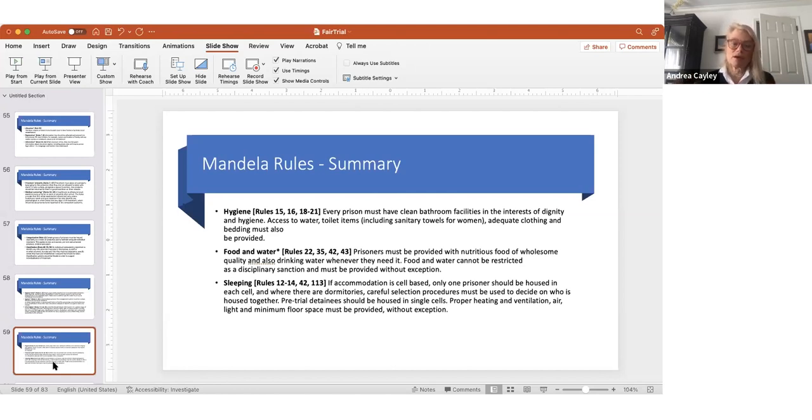Sleeping. If accommodation is cell-based, there's supposed to be, under the Mandela Rules, one prisoner per cell. But if there are multiple prisoners in dormitories, there should be a selection process where they decide who is put together. There should be proper heating, ventilation, air, light, and minimum floor space provided.